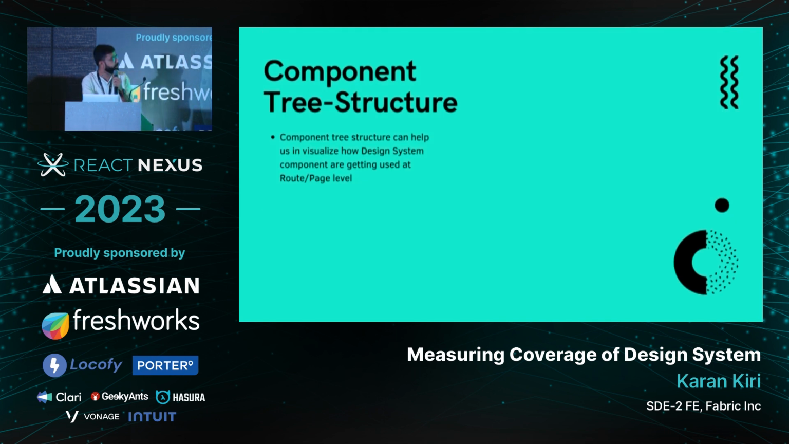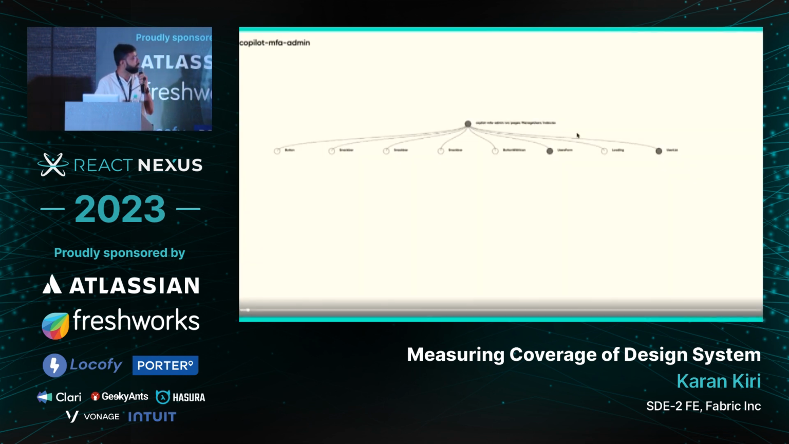The last bit is about component tree structure. We wanted to visualize how a page is represented in terms of our design system components versus non-design system components. So we had a manage users page where it has a user form plus a user list. Here you can see we are visualizing this, and we can already see one anti-pattern, if anybody notices.